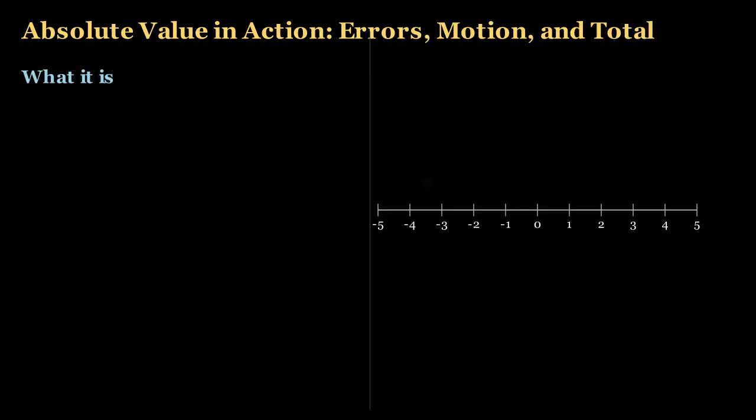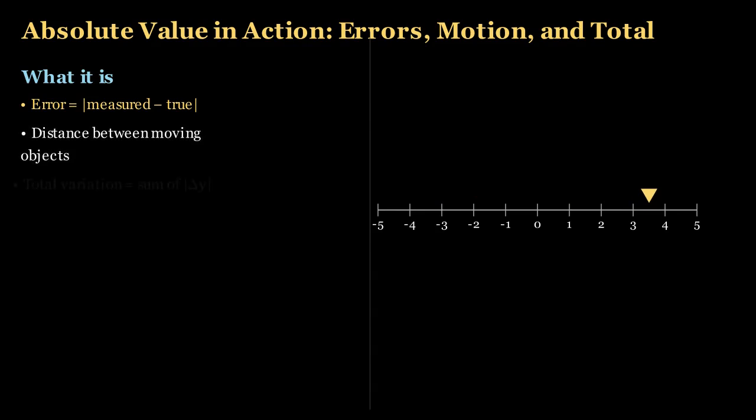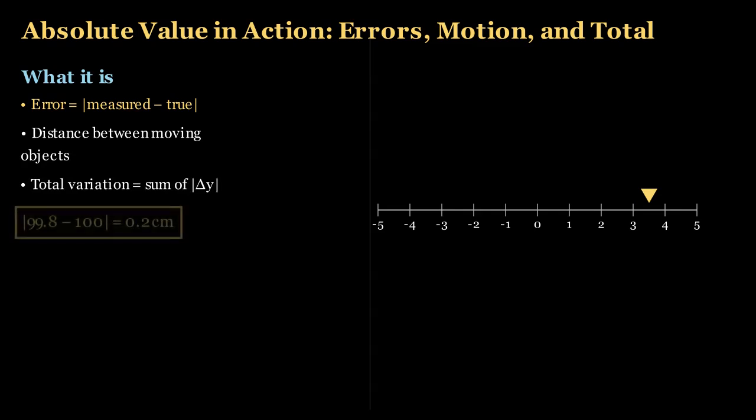We already know absolute value gives the non-negative size of a number, ignoring its sign. Now we apply that idea to three real situations. First, error tolerance. If a machine cuts a rod meant to be 100 centimeters long, and it actually cuts it at 99.8, the error is the absolute difference, just 0.2 centimeters.